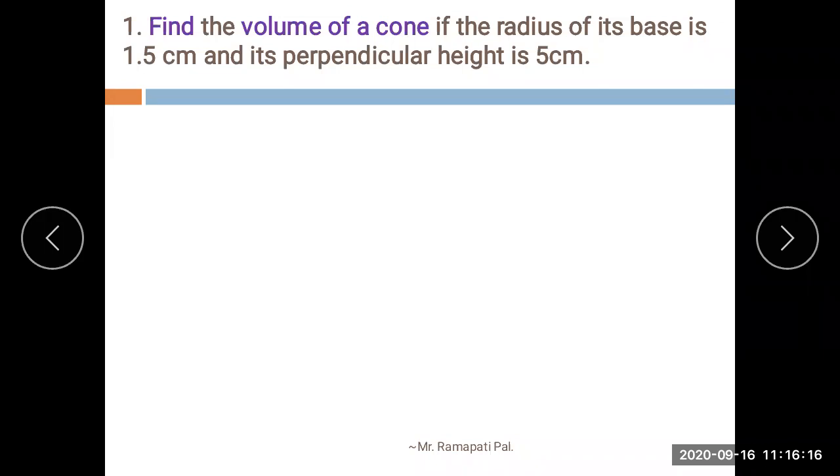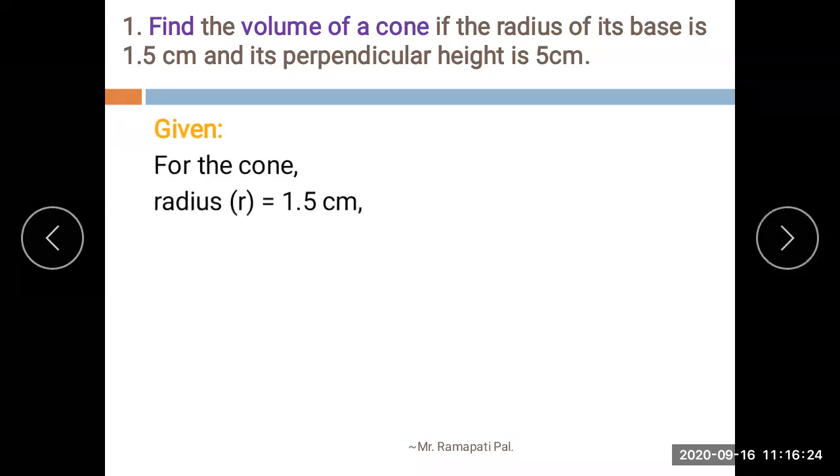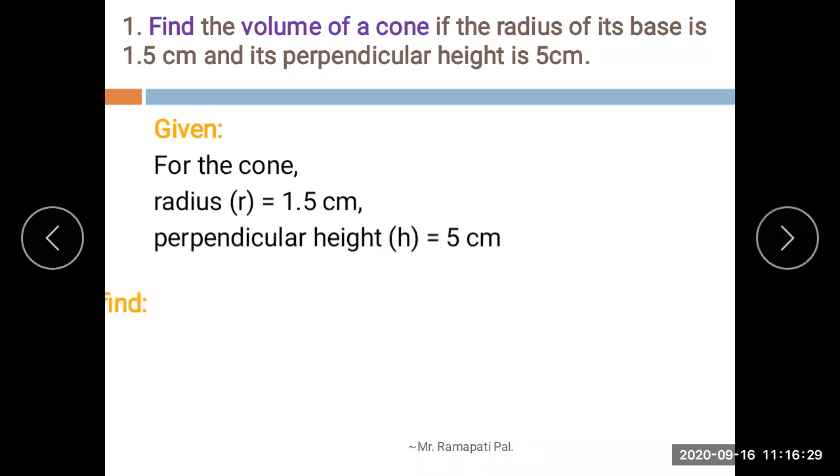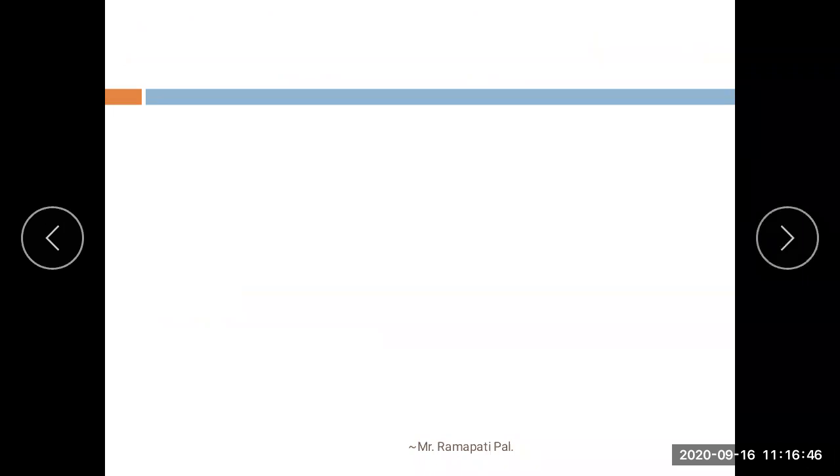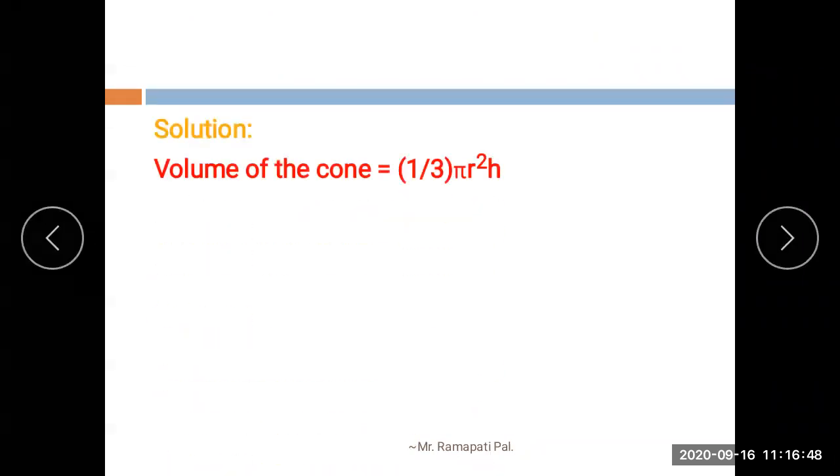Is it clear? So let's see first of all what is given. For the cone, radius is given 1.5 centimeter, height is given 5 centimeter. So we have to find the volume of a cone. Is it clear? So volume of cone is 1 upon 3 pi r square h. Now substitute the value first and tell me the answer.